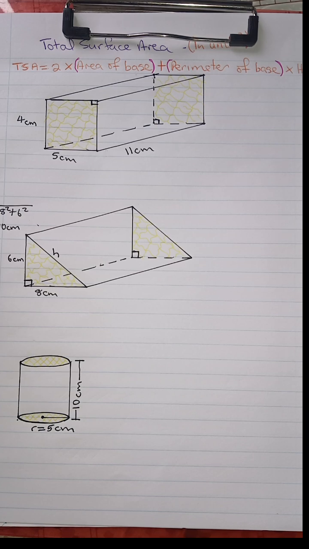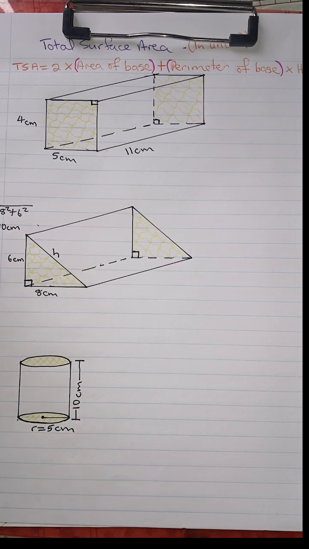I want us to look at this grade 8 and 9 concept, total surface area. You remember when we were talking about area, we were talking about how big a flat surface is. But this time we are looking at area of a 3D object, and these 3D objects have got a number of faces. So total surface area is how big the surfaces are when you have combined them, right?